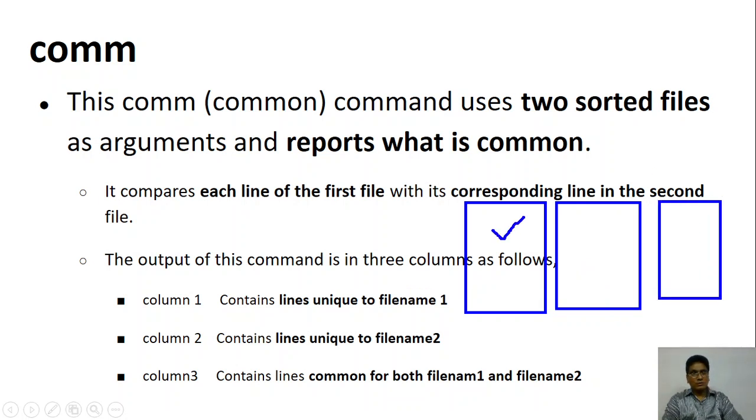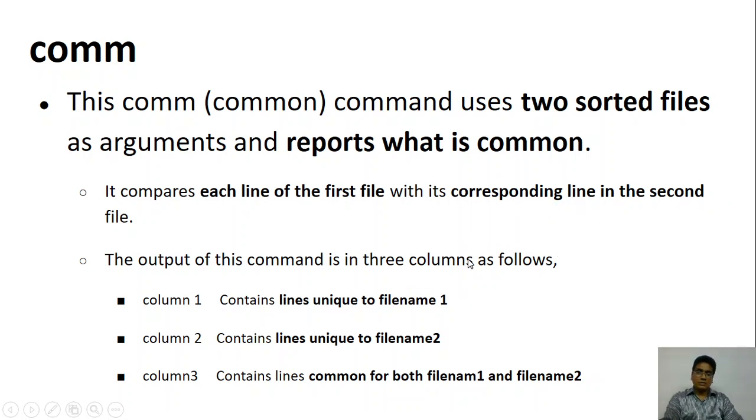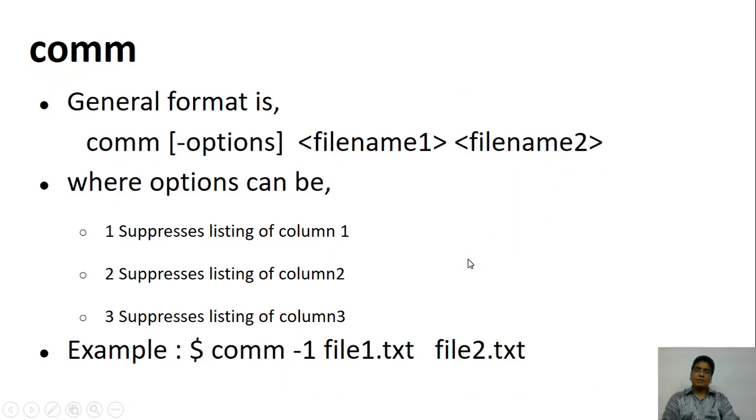You can just say show me only the first column, show me only the second column, or show me only the third column. How do you do it? You specify the option. So if you specify the option as 1, it suppresses the listing of the first column. Next one, it suppresses the listing of the second column, and the last one, it suppresses the listing of the third column. You can do that using the 1, 2 and 3 options.